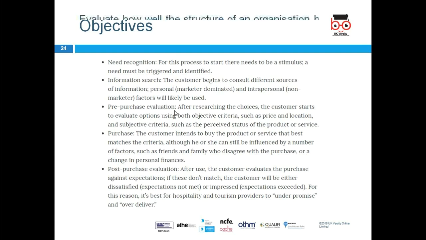So the next area we're looking at is assessment criterion 3: evaluate how well structure and organization help to achieve objectives. So what do you think? Can organization structure help to achieve organization objectives? I believe so. Yes, because of clear goals.